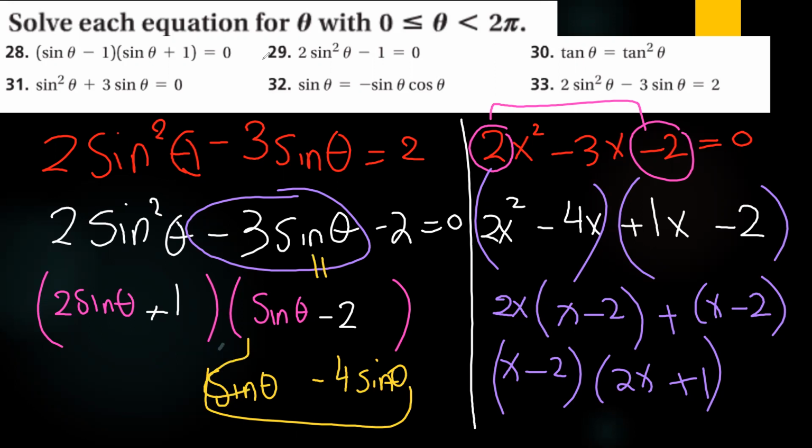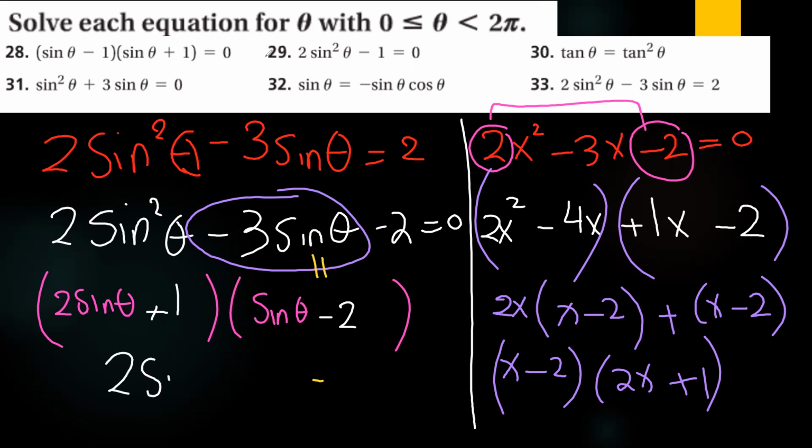Okay. So then here, after we solve it, we have 2 sin theta plus 1, which could be 0, or sin theta minus 2, which could be 0. So now let's continue here.